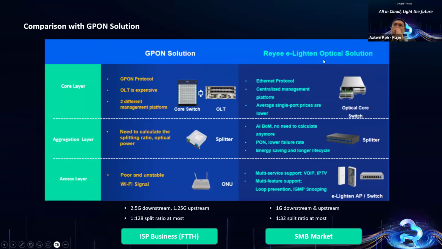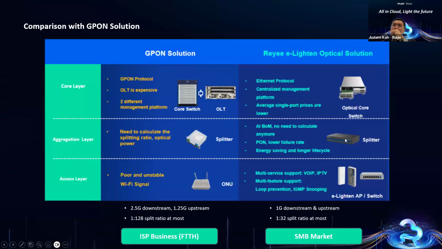But nowadays, with Reyee E-Lighten, we simplified it and put these two in one. Configuration-wise, it's not a 3-point configuration, only a normal configuration. This configuration type will also use SON. The equipment will be linked up by SON within 150 seconds. This is what we are trying to create.